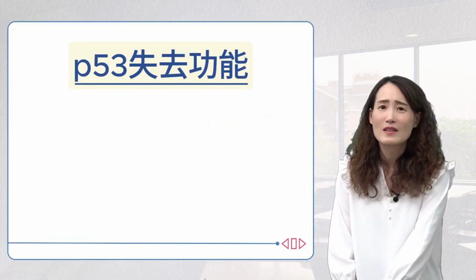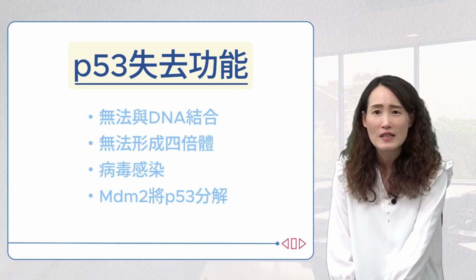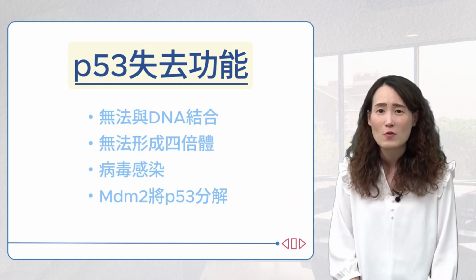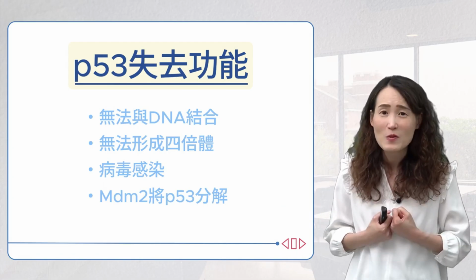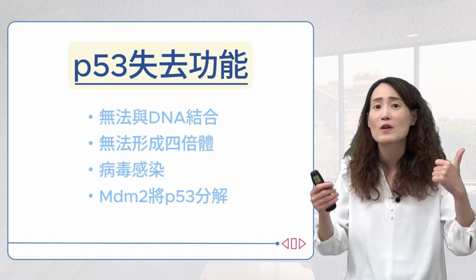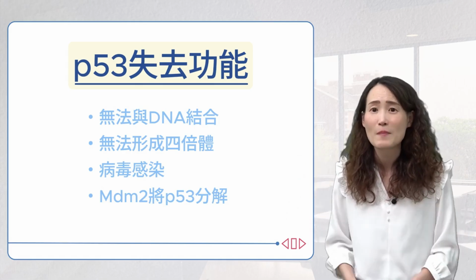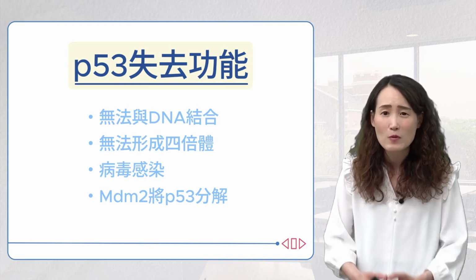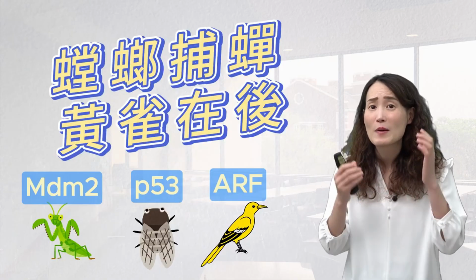p53 can lose its function under several circumstances. First, mutations occur in its DNA binding region, preventing it from binding to DNA and promoting gene transcription. It may be unable to form a tetramer, as the teacher mentioned earlier. It requires 4 units to work. It gets infected by a virus. What kind of virus? The teacher mentioned some tumor viruses. The oncogenes they produce bind to p53, for instance. The large T of SV40 binds to the DNA binding domain of p53, inhibiting its function. Additionally, when MDM2 expression is higher, the mantis is more numerous, eating the cicada, leading to p53's degradation. At this time, p53 will also lose its function.